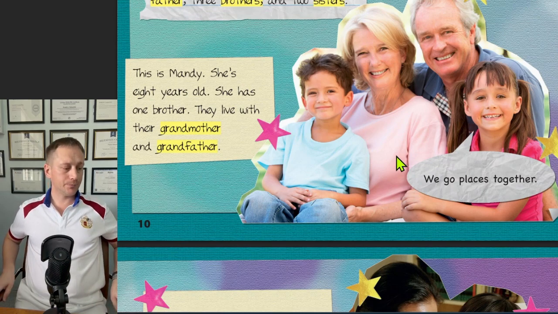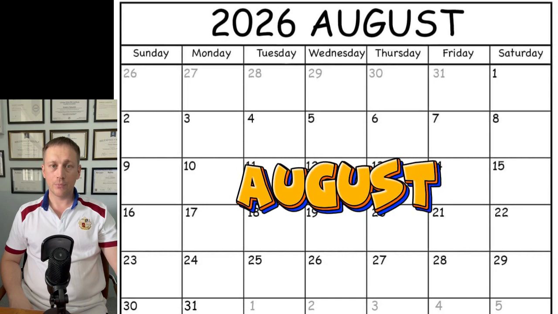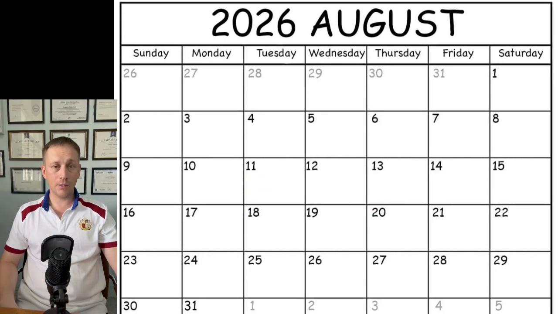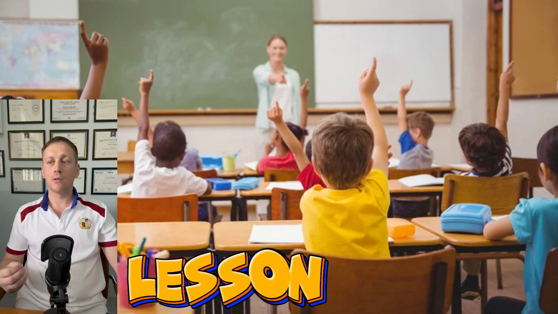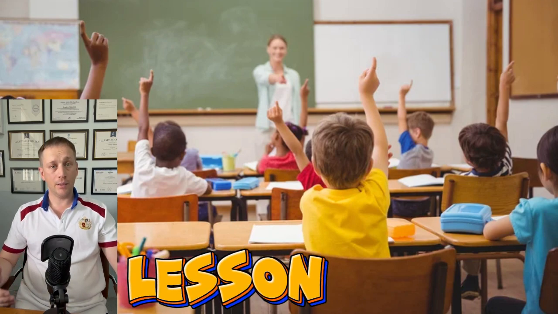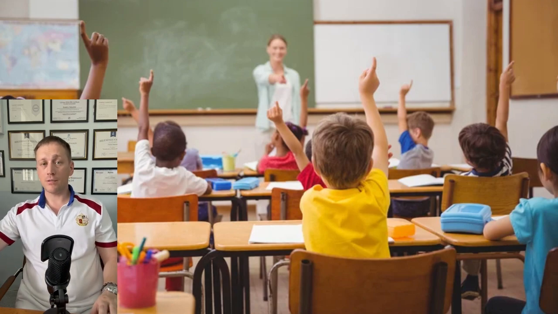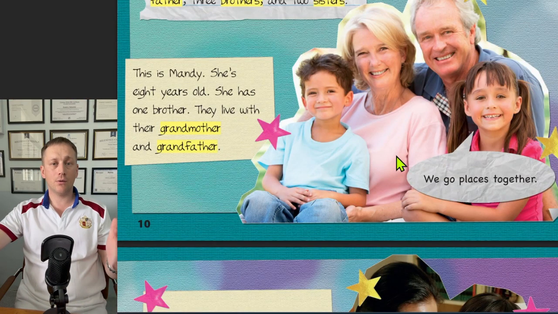First word is moon. Moon. 2. August. August. This is the month, August. And 3. Lesson. Lesson. English lesson. Mathematics lesson. Science lesson. Art lesson. Lesson.